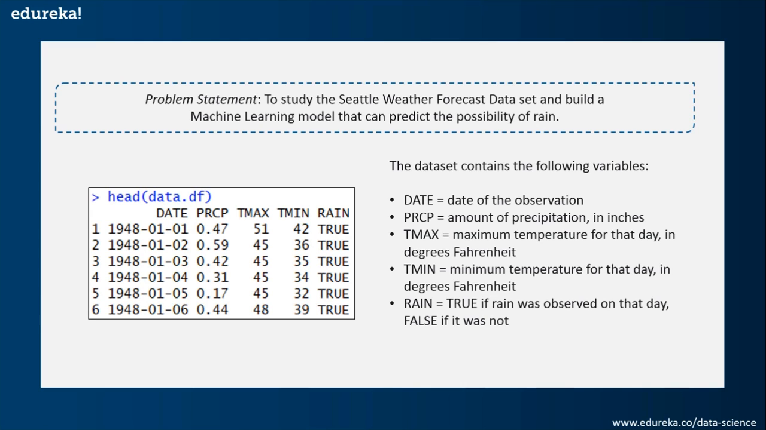Tmax stands for the maximum temperature for that day in Fahrenheit. Tmin stands for the minimum temperature of that day. And the final variable is the rain variable, which has two values, either true or false.